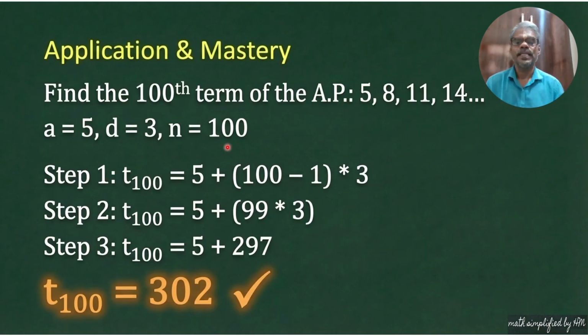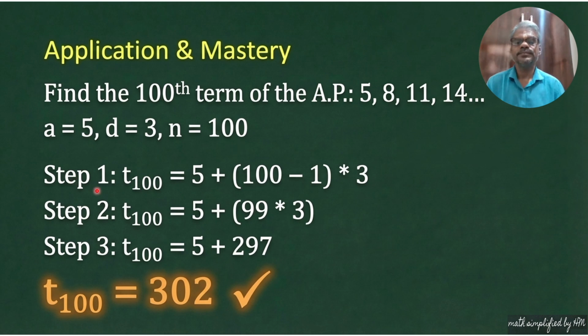Application and mastery. Now find the 100th term of the AP 5, 8, 11, 14. Now we will find the first term, the difference, and the nth term. Here the first term in the AP is 5. The difference between two consecutive terms is 3: 8 minus 5 is 3, 11 minus 8 is 3, 14 minus 11 is 3. So the difference is 3. And we have to find the nth term, that is the 100th term.